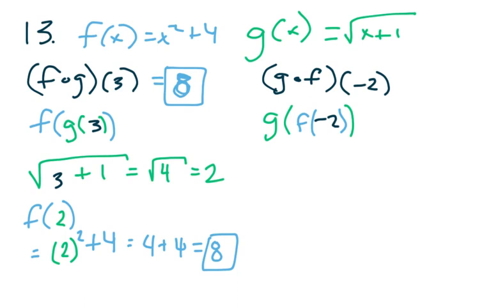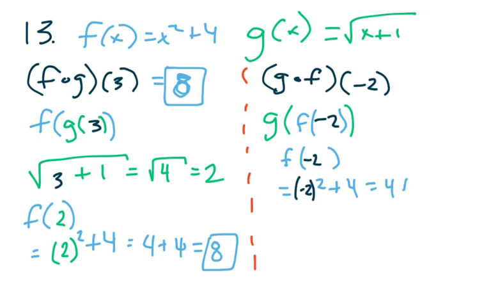Okay, then the next one is trying to find g of f of -2, so we're going to start with finding f of -2, and the f equation is x squared plus 4, and so we're going to replace that x with a -2, which will result in a 4. Yes, -2 squared, even though you typed it into your calculator wrong, is actually -2 times -2, which is 4. And then 4 plus 4 is going to get us 8.